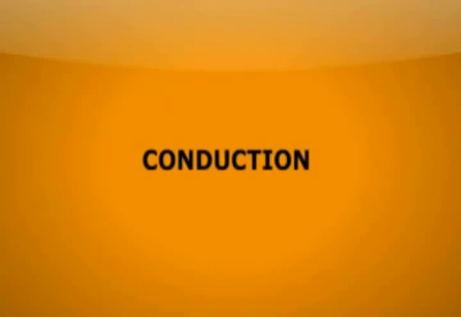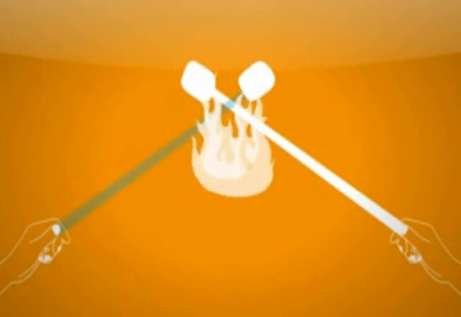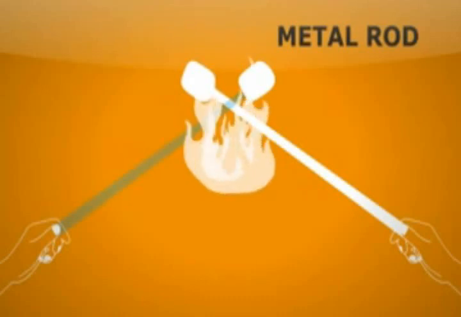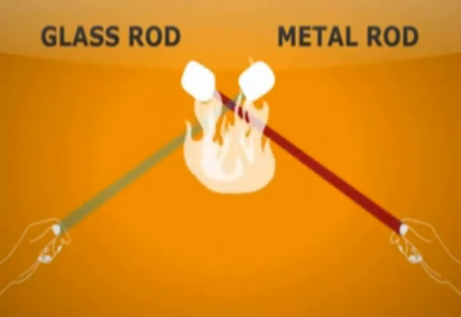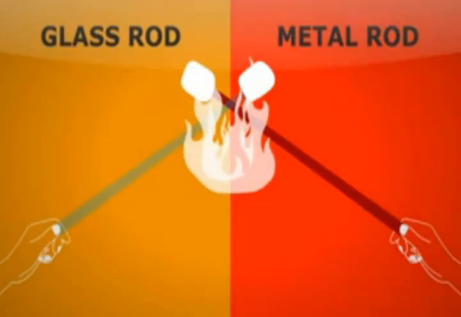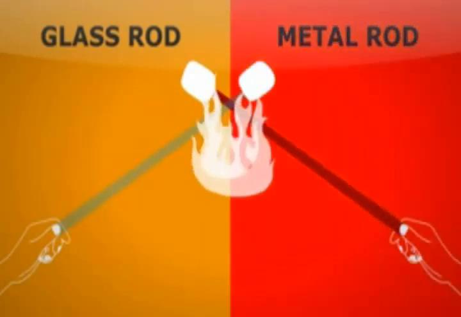Conduction. So here we have two guys holding pieces of rods with one end on the fire. One of them has chosen a metal rod and the other has chosen a glass rod. Which one of them do you think will burn their hand first? It's pretty obvious that it is the guy holding the metal rod. But why so?